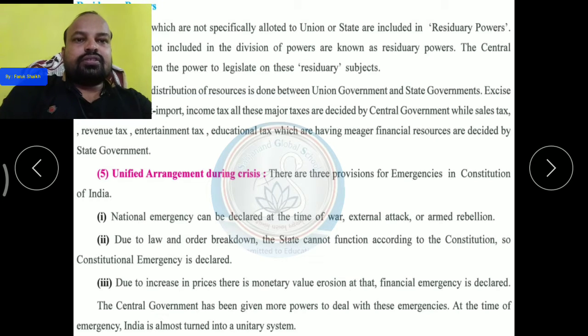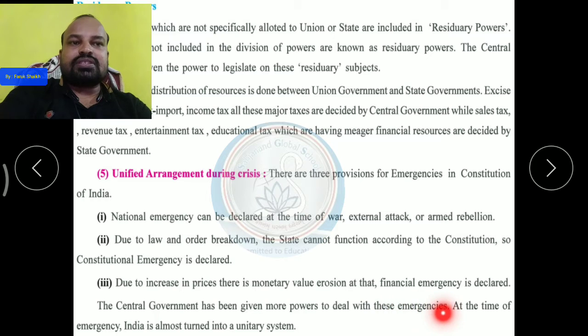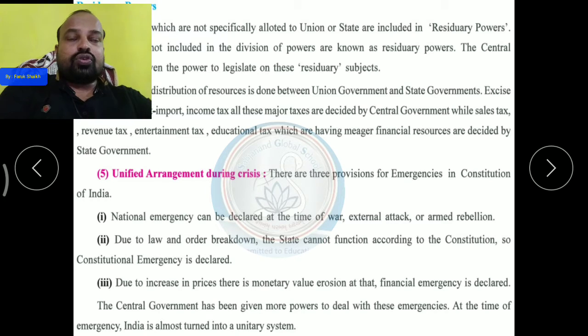So the central government has been given more power to deal with these emergencies. At the time of emergency, India almost turns into a unitary system. During this time India is not a federal state, which means there will be no state government, but all the states will be ruled by the central government. All the power will be with the center, and orders will come from the central government. At that time India becomes one unitary system.